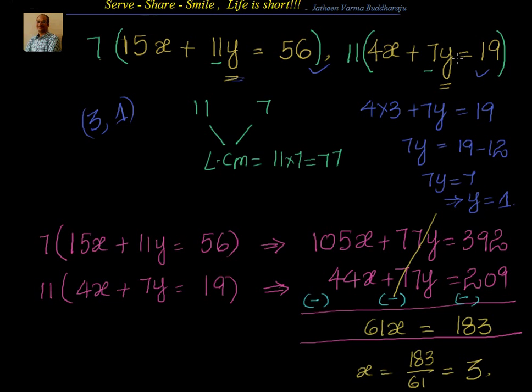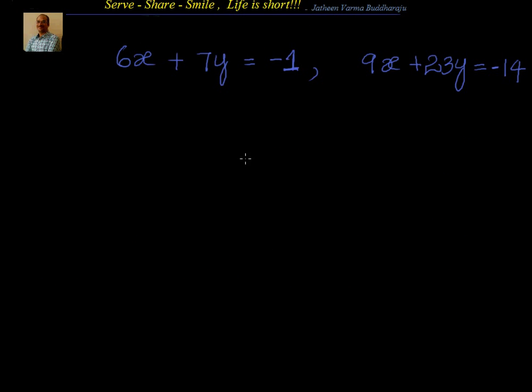Let's look into one more example. Now we have taken an example where we want to eliminate x, because we have been eliminating y always. Also, you see that y has 7 and 23, both prime numbers, so the LCM is nothing but the product of them. That makes it very big. The first equation I would have to multiply with 23 and the second with 7, which is a little bit complicated. So we'll go for equating the coefficient of x, because I have 6 and 9.